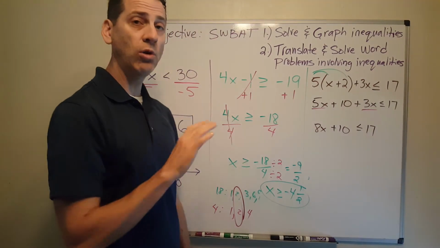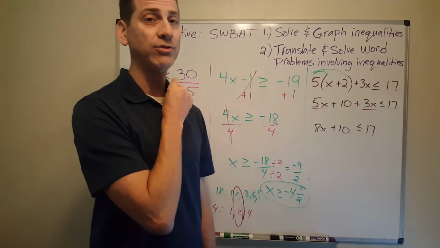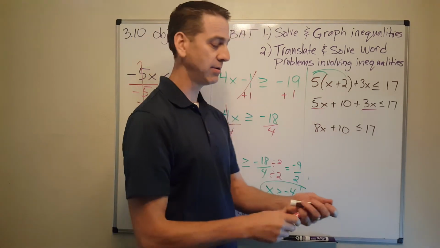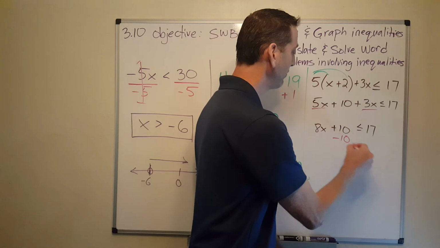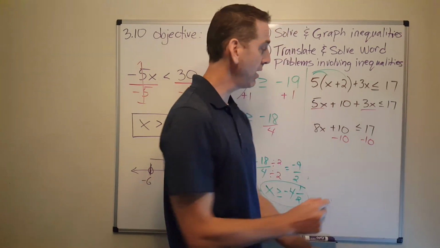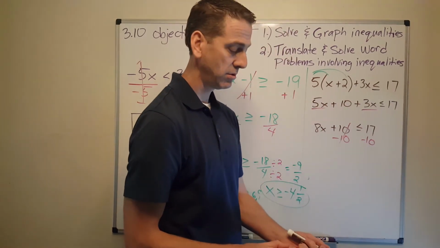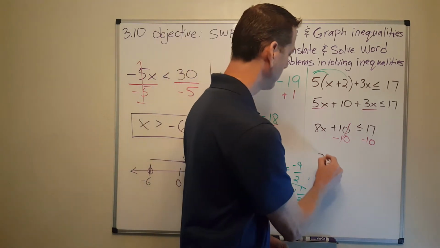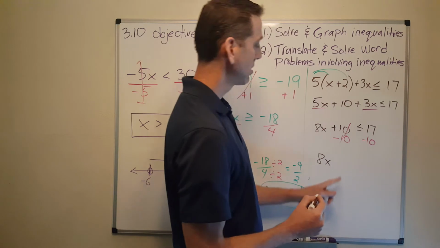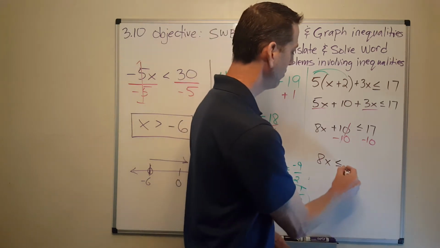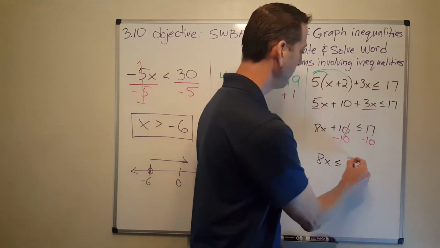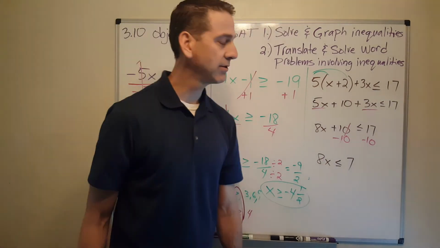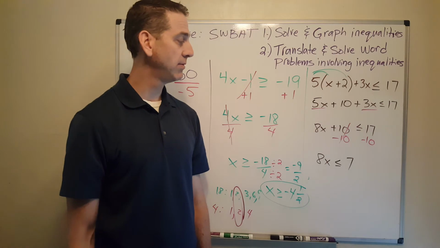Okay, now I don't have any more like terms, so now I can use my addition principle. So I do have addition here, so I want to add its opposite, which is a negative 10, to both sides. That's going to cancel. Okay, leaving me with 8x is less than or equal to 7. Okay? 8x is less than or equal to 7.